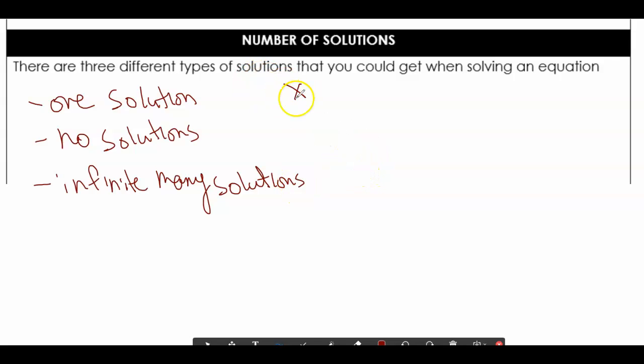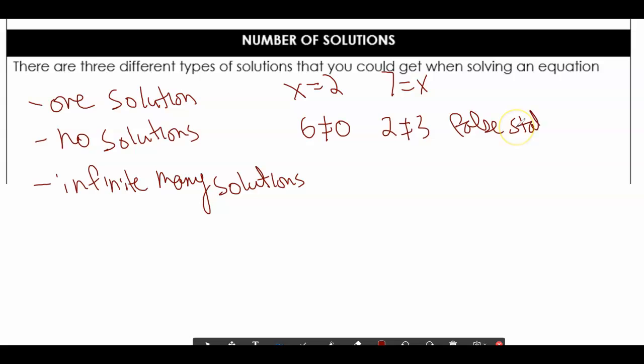So one solution would be like if I got x equals 2, or 7 equals x. No solution would be if I solved it and I got a false statement, like 2 does not equal 3, or 6 does not equal 0. Infinitely many solutions is when I get a true statement like 6 equals 6, or x equals x.